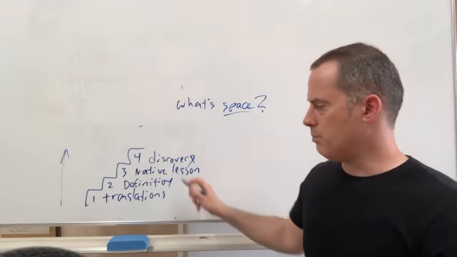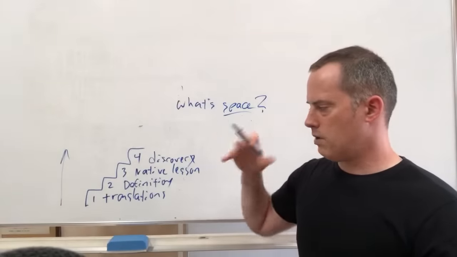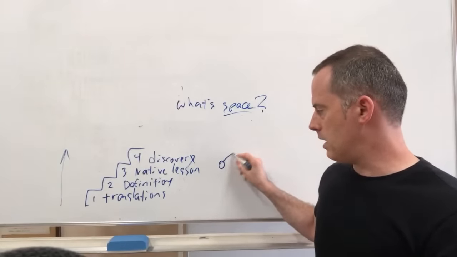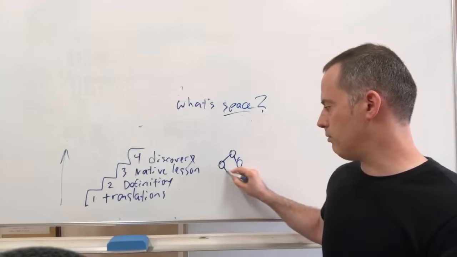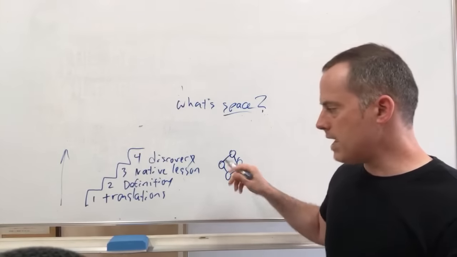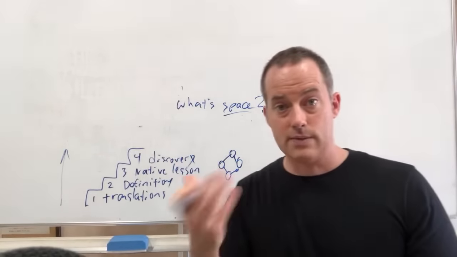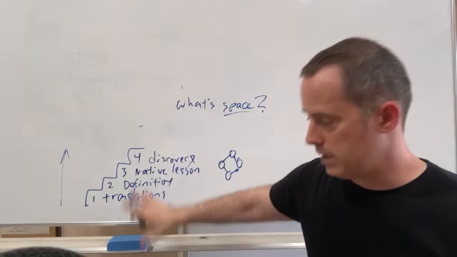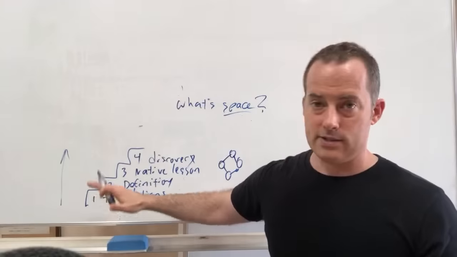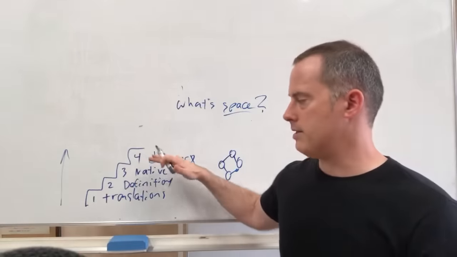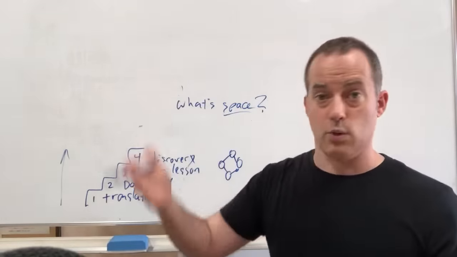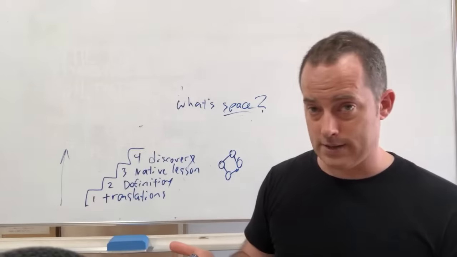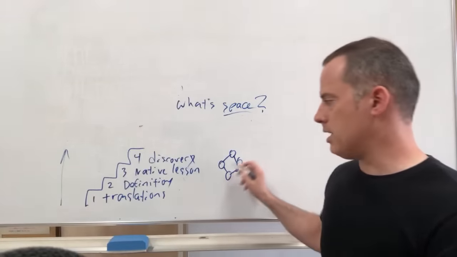All right. So by beginning with the native lesson, this is where I'm starting again. I'll draw this again here. I'm trying to make different connections from things so that they can begin discovering things for themselves. And this is how the learning really accelerates. So again, translations are fastest first, but discovery and native lessons are the things that will really get you to fluency much faster.